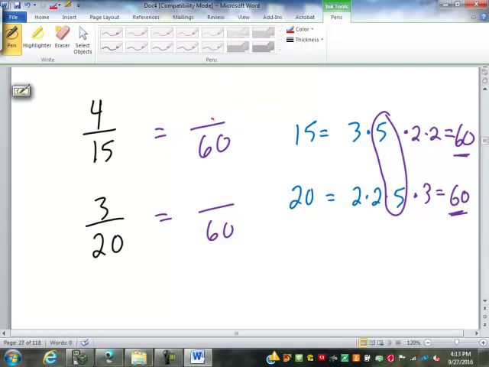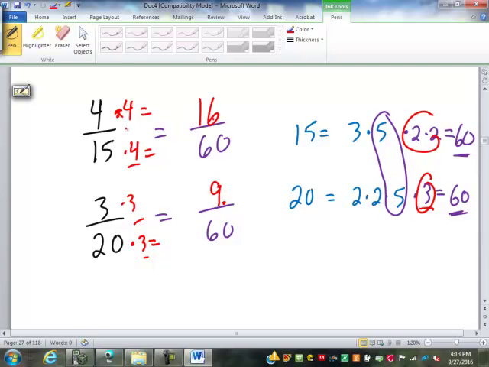What's this going to be up here? Careful. 16, good. 15 times 4 to make 60. So 4 times 4 to make 16. What's this going to become? 9, good. 20 times 3 makes 60, so 3 times 3 makes 9. Again, this was times 3. Times 2 times 2 is 4, so times 4.